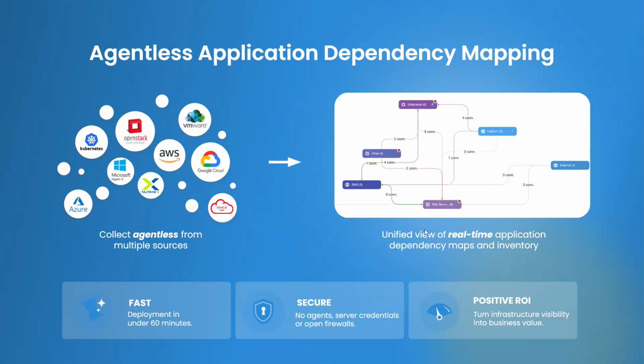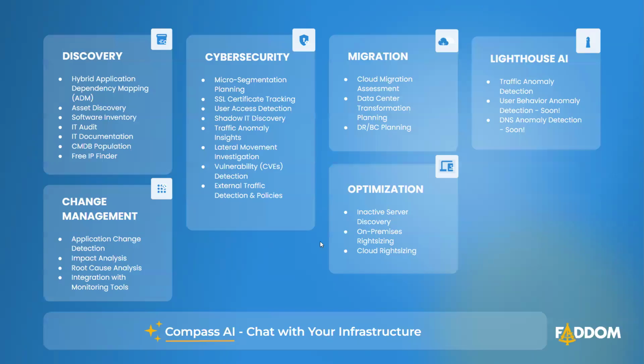Fast to deploy, usually in under 60 minutes, you can be deployed in your environment and able to start building your first maps. We're secure. As I said, we're agentless, so there are no agents to install on your production servers. And because of that, there are no crazy firewall rules that need to be open for your production servers. So it's all totally secure and on-prem to your environment. And with all that, you get a positive ROI very quickly, whether that's optimization or just improved efficiency, but you can see it turn around very fast.